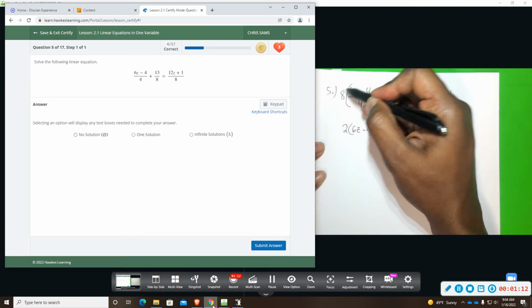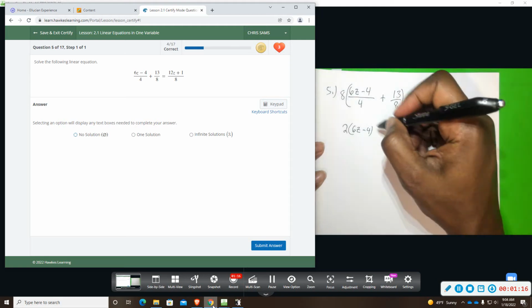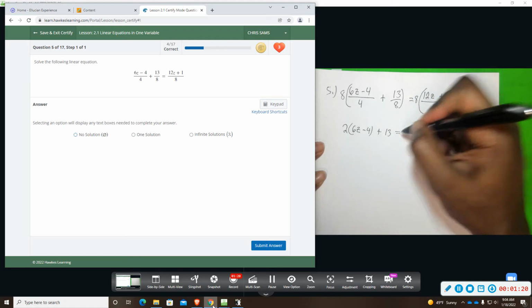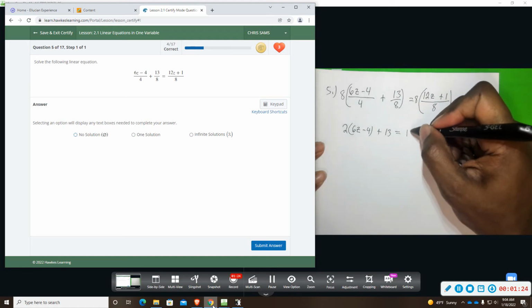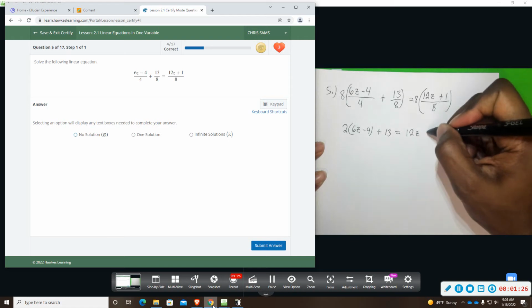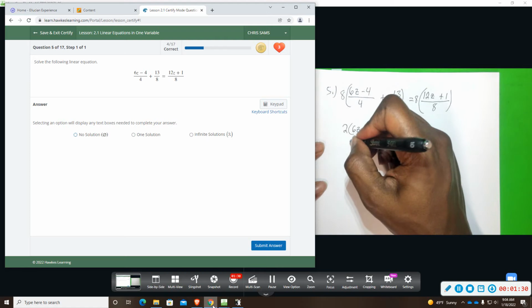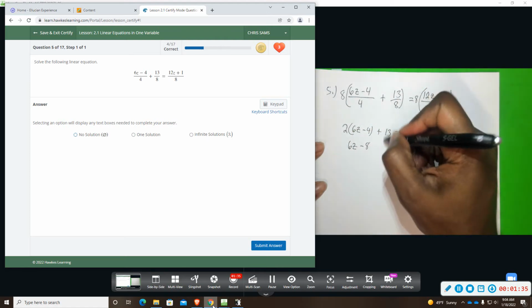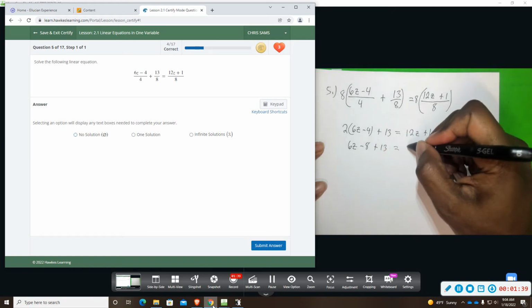Alright, and then the 8 will interact with this fraction. 8 will cancel out division by 8, and that will leave us with 13. And then on the right side, 8 will cancel out division by 8, and that will leave us with 12z plus 1. Alright, then I'm going to distribute. This is going to give us 6z minus 8, and then bring down the plus 13. This equals 12z plus 1.